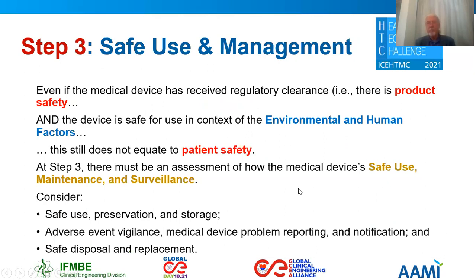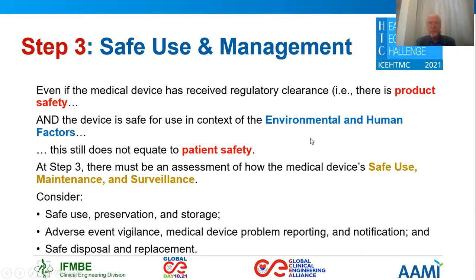And third, at step 3, the final step of the holistic analysis is a question of safe use and management. Even if the medical device has received regulatory clearance and there is product safety that is established, and even if the device is safe for use in the context in which it's intended to be used, this still does not equate to patient safety.